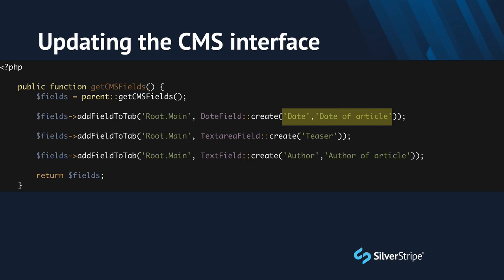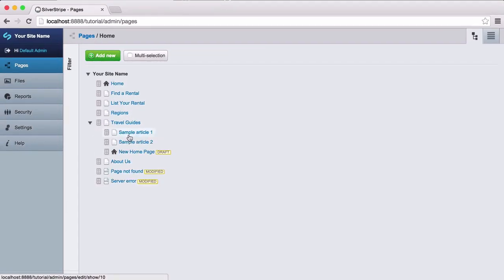Now looking at the form field constructor, the first argument is the field name, and this should correspond exactly to the DB field that it's saving to. The second argument is an optional label for the field. If you leave this null, the label will be the name of the field, as we see in the case of our teaser field. Let's go into the CMS and edit any article page.